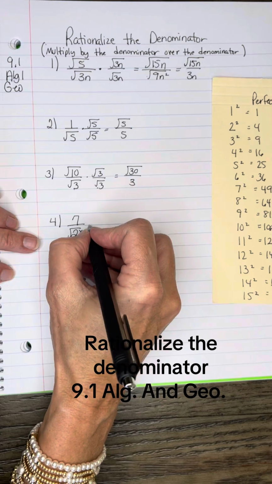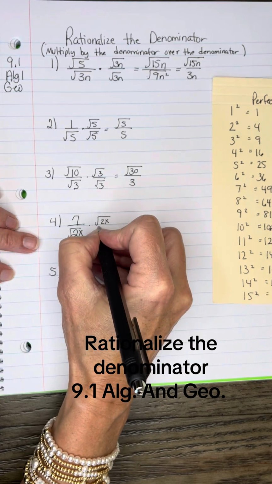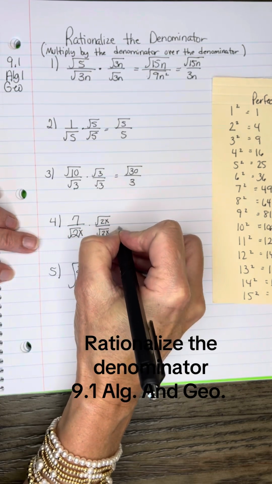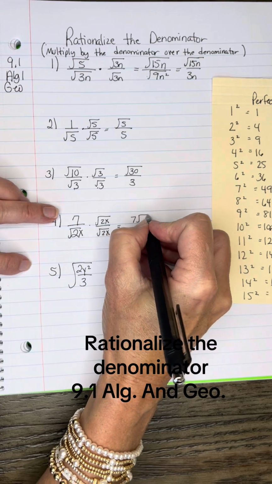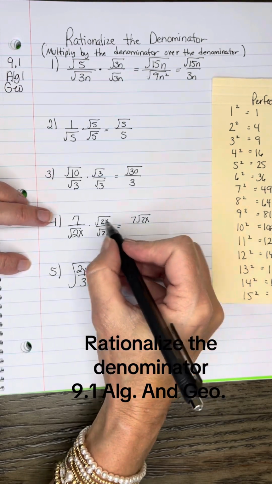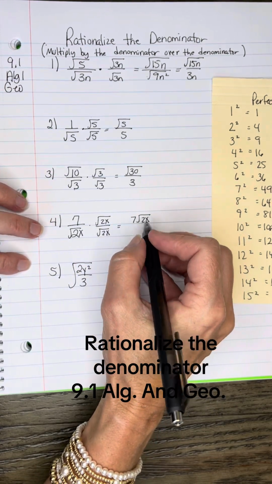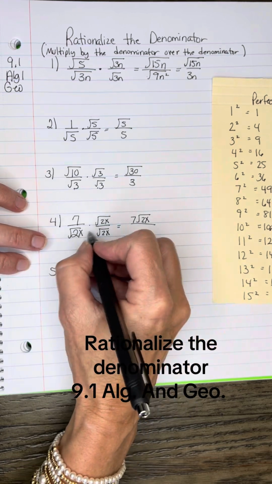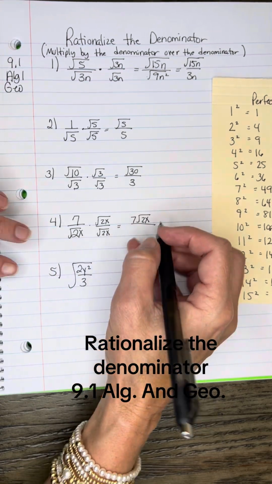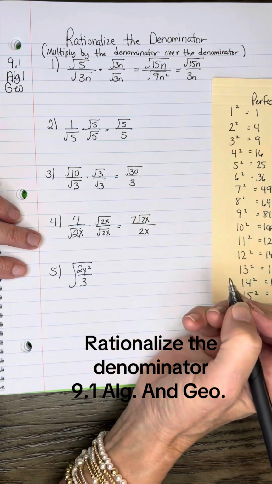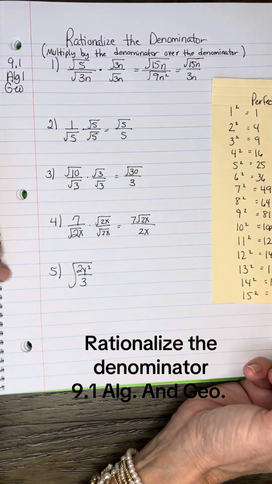All right, so here we got to multiply by the square root of 2x over the square root of 2x. I have 7 root 2x. The 7 is not under the radical, so it's just going to be on the outside here. And then 2 times 2 is 4, and x times x is x squared, so this turns right back to a 2x. There's nothing else to do to that problem.